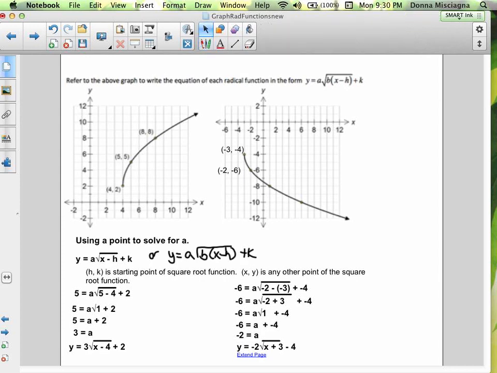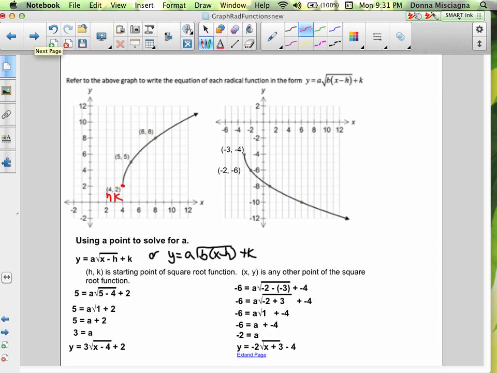Okay, so if we're solving for a, if we're solving for b. All right, so we're just actually solving for a. So that's why I left the parentheses off. All right, so hk is your starting point of the square root function. xy is any other point on the square root, and it really doesn't matter which one. hk does matter. This is hk, all right? Notice it's the starting point.